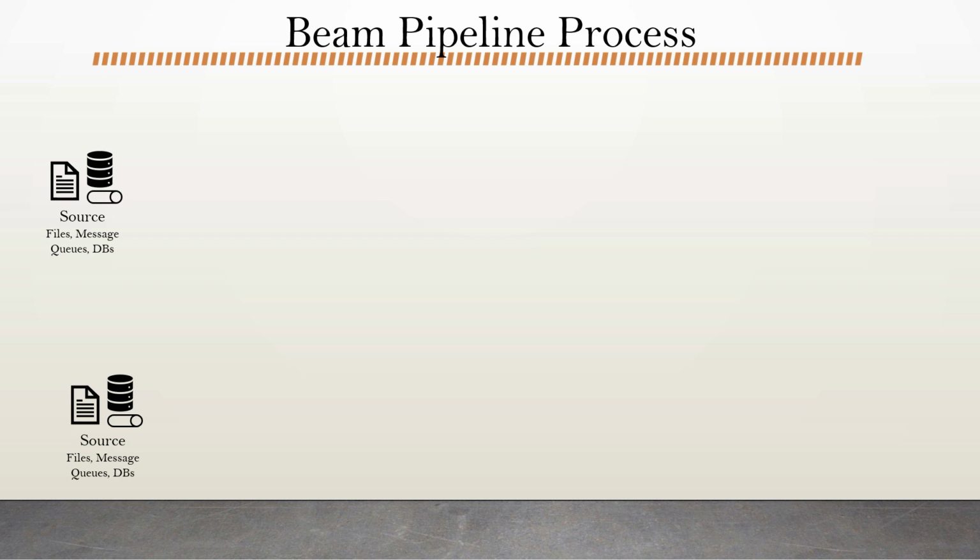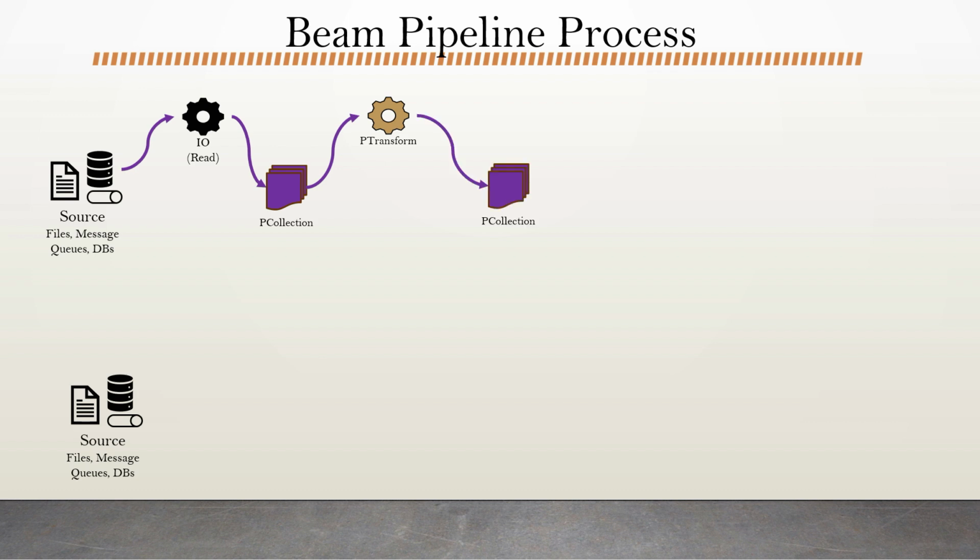Let us see how a pipeline works. We have two sources here, source 1 and source 2. The IO read operation or the IO connector will read the data and convert it into a PCollection. It's a set of data after reading the data.